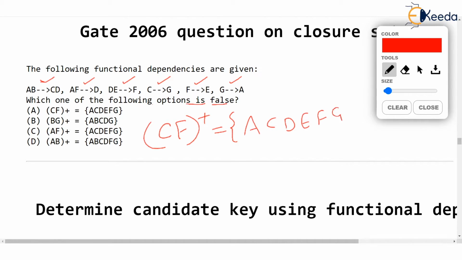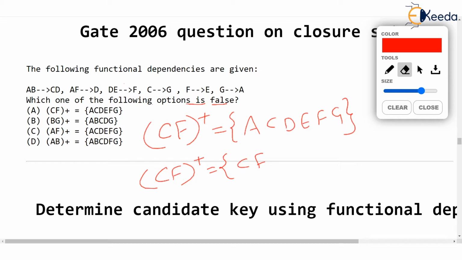So the best way and the only way to solve this question is just to find out the closure of all these things given. What will CF plus be? You all know from the earlier video, CF plus will contain CF, definitely. And now see the left hand side of these FDs given. Is any FD having C on the left hand side? Yes. C determines G. So as C is already there in the closure, G will appear in the closure. G is also there.